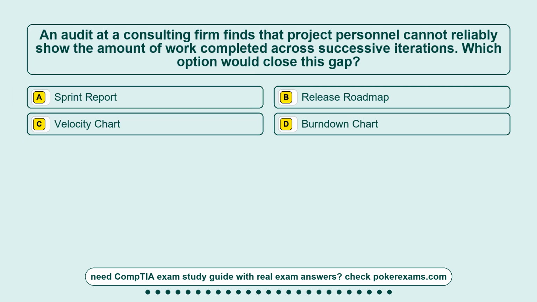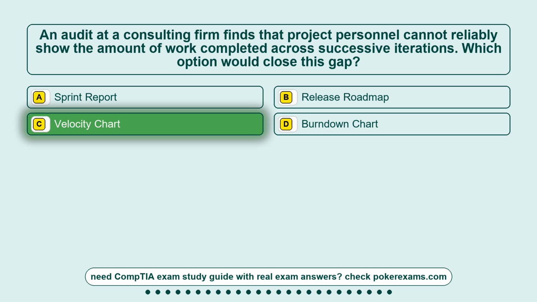Question 21. An audit at a consulting firm finds that project personnel cannot reliably show the amount of work completed across successive iterations. Which option would close this gap? Option A, a sprint report. Option B, a release roadmap. Option C, a velocity chart. Option D, burn-down chart. The correct answer is option C, velocity chart.